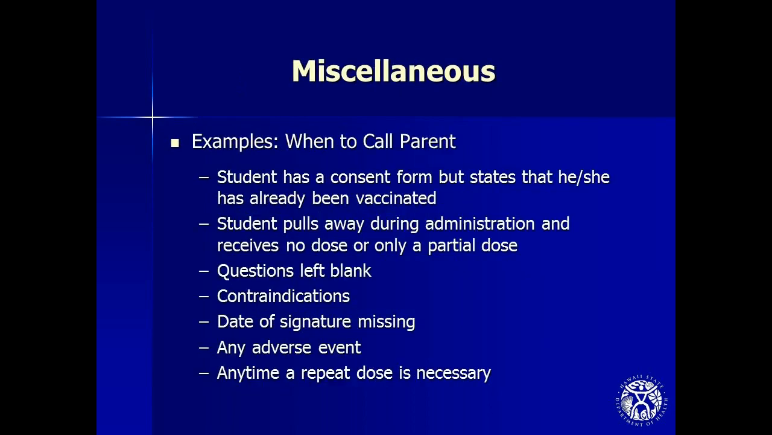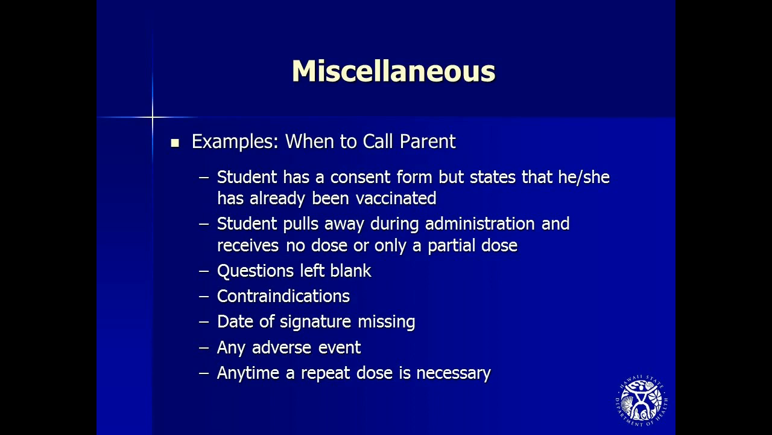In what situation should a parent be called? If students have a consent form but state they've already been vaccinated, contact parent to confirm. Student pulls away during administration and receives no dose, or only a partial dose, contact parent to ask if they would like you to attempt vaccination again. If unable to contact parent, do not revaccinate.